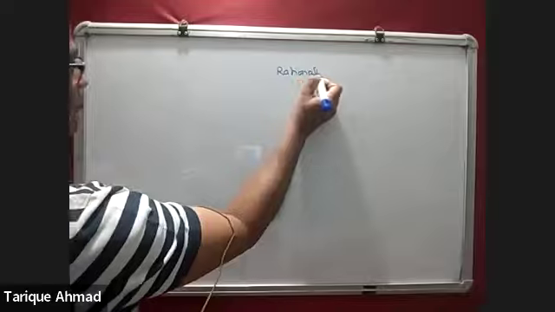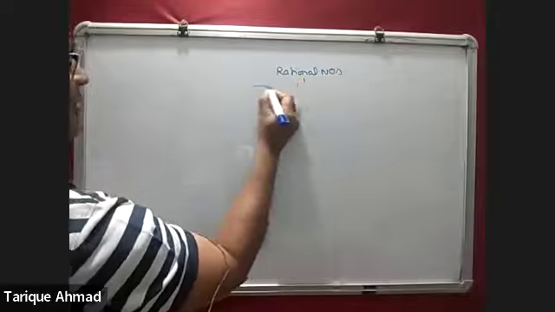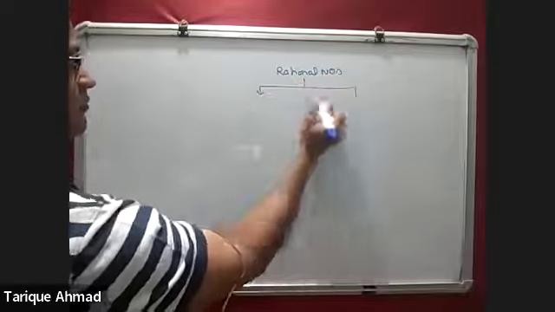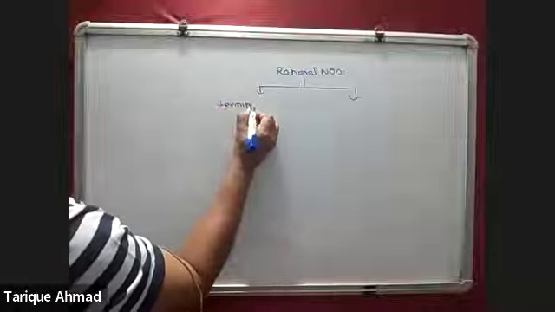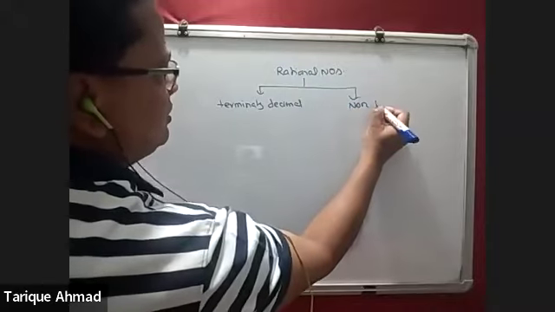Rational numbers can be divided into two parts. One is terminating decimal, and the other is non-terminating decimal. Non-terminating decimal is also called recurring. Yeah, that is the meaning of recurring.